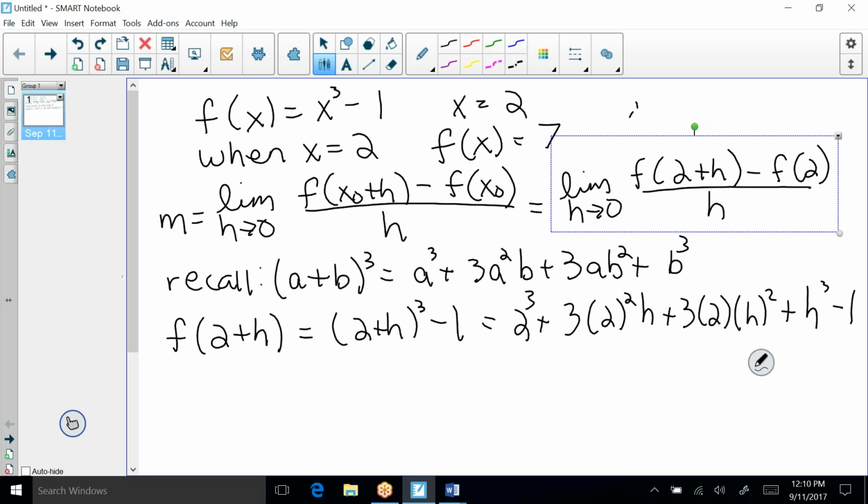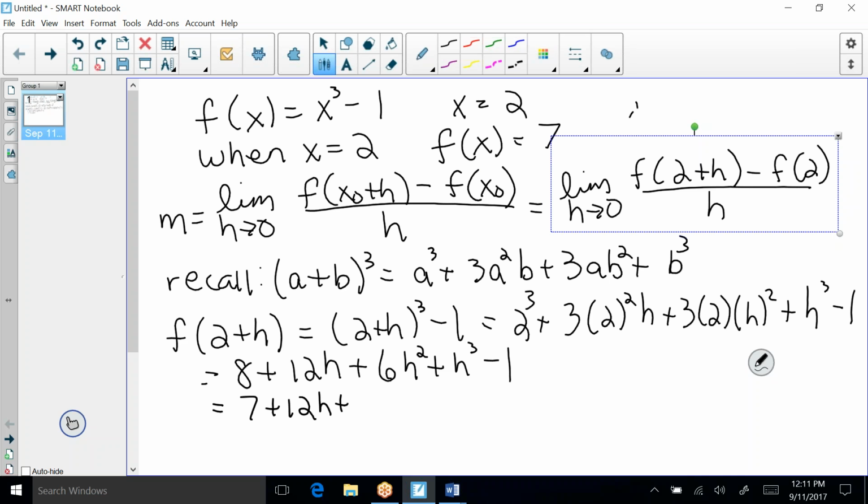So simplifying that, we get 8 plus 3 times 4, that's 12h, plus 6h squared, plus h cubed, minus 1. Then we can do the 8 minus 1, and we end up with 7 plus 12h plus 6h squared plus h cubed, minus 1.